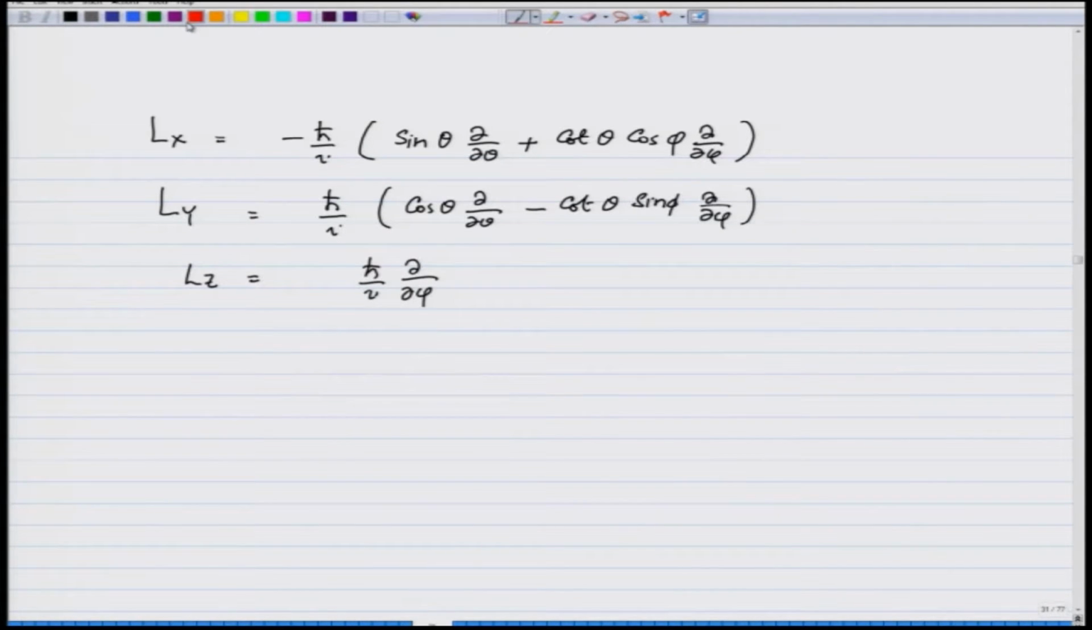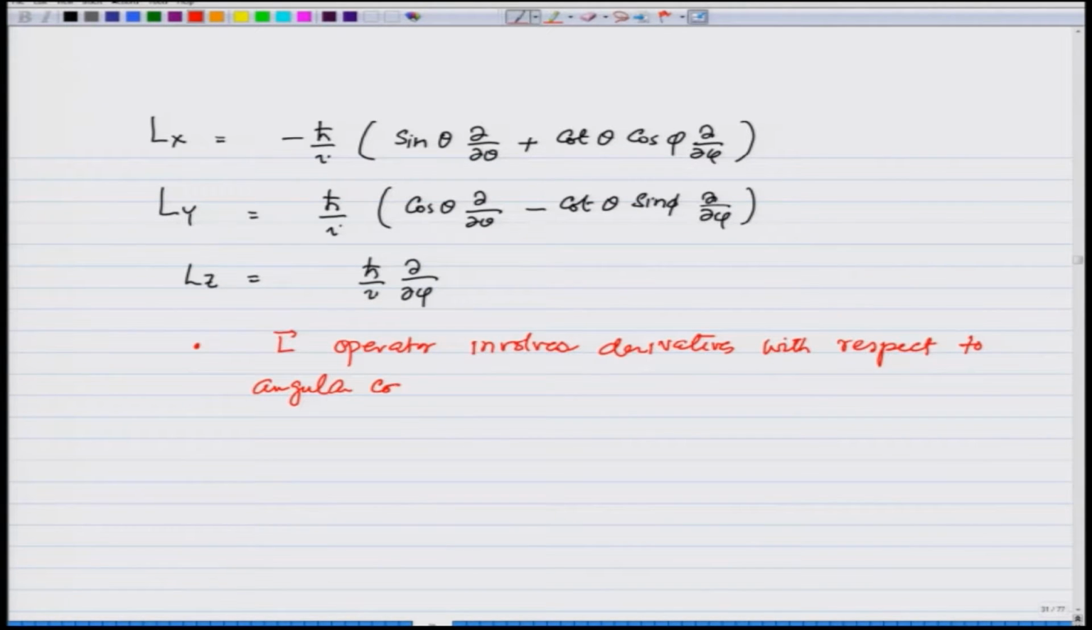So, you notice that number 1, the L operator involves derivatives with respect to angular coordinates theta and phi only. There is no derivative with respect to r.